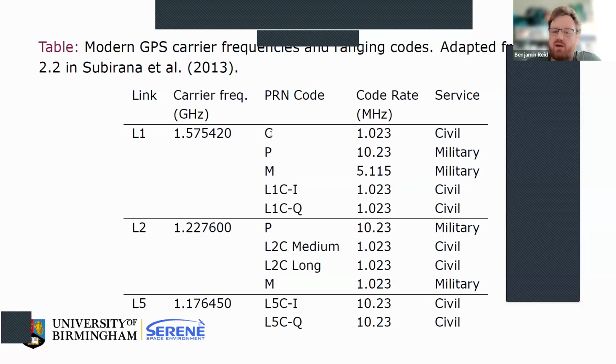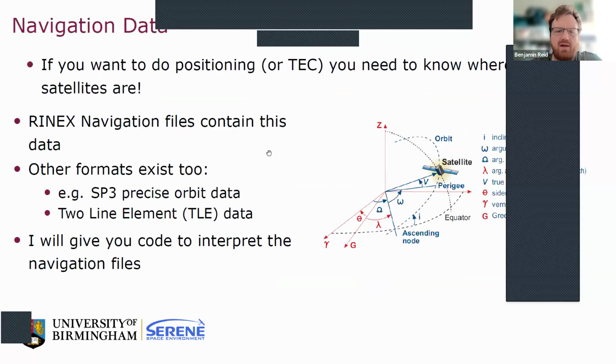You have the C code and the P code, which are the classic ones. Then there's a whole bunch of new ones that have been invented more recently. But what's really important, the C was the civilian code, the P are the encrypted military codes. The P codes are more precise, but we don't need to dwell on this too long. There's some interesting history there with Cold War tensions and things like that.